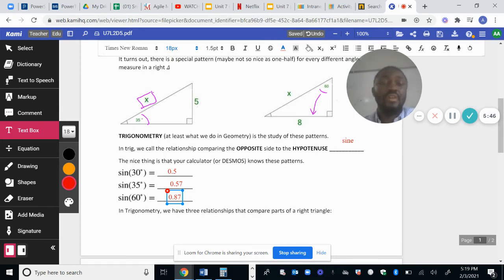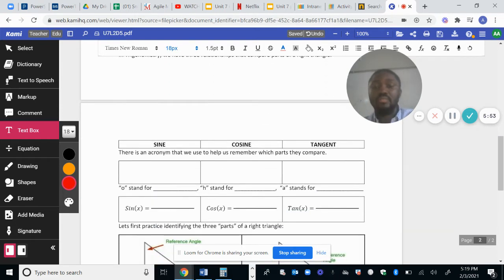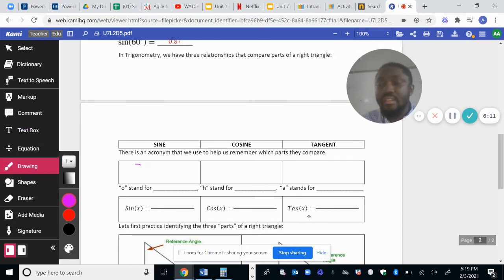In trigonometry, we have three relationships that compare parts of a right triangle. The three we're going to talk about are the sine, the cosine, and the tangent. There's always an acronym we use. Acronym means short letters. Here, sine is SOH. O stands for opposite, H stands for hypotenuse, and A stands for adjacent.